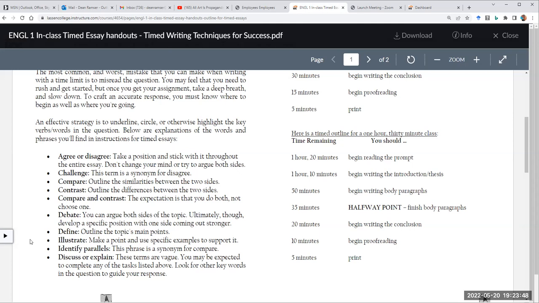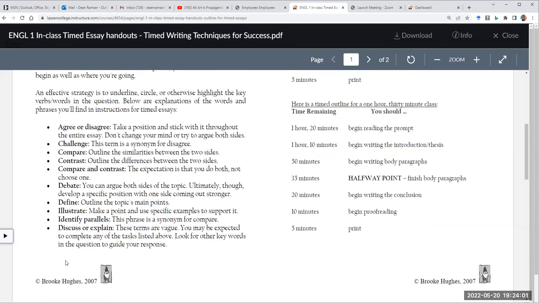Illustrate is where we make a point and use specific examples to support it. Identify parallels is a phrase for synonym or for compare. Discuss and explain: these terms are a little bit vague. Discuss is nothing more than a written exploration of how the topics you're exploring in your essay are interacting with each other. And you can also explain why these topics are interacting with each other.